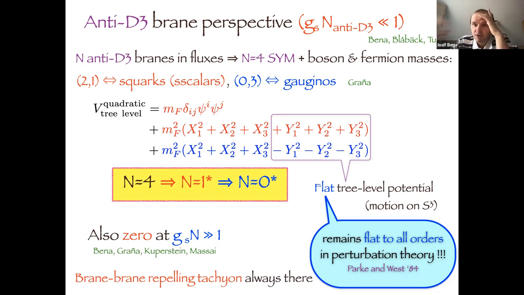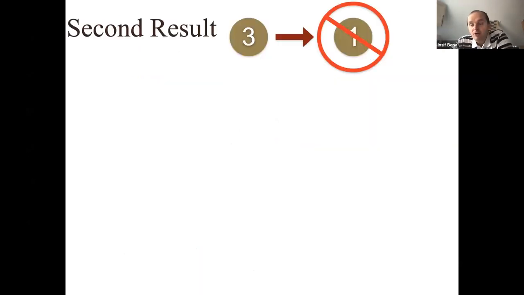So this is the argument we had, back in 2015, that even from an anti-D-brane perspective, even when g_s N is much, much smaller than one, anti-branes are always going to be tachyonic. So two anti-branes or more, they have a problem. You put them in Klebanov-Strassler, you put them in any background you want, they have a problem. But one anti-brane may still be happy. So then what we did was we said, okay, maybe one anti-brane is happy, maybe one anti-brane doesn't have this stupid tachyon.